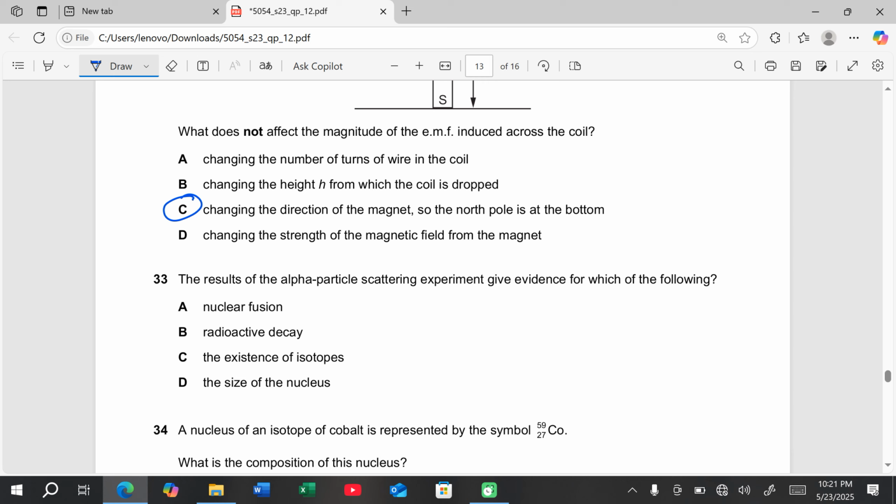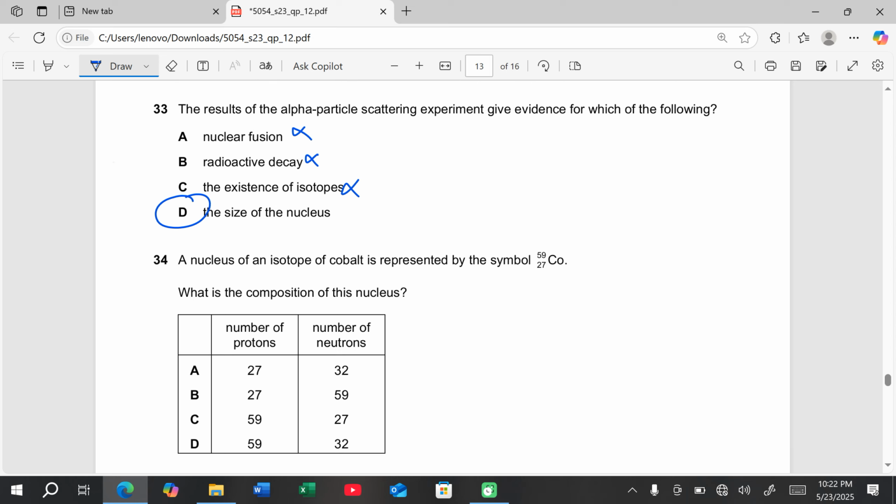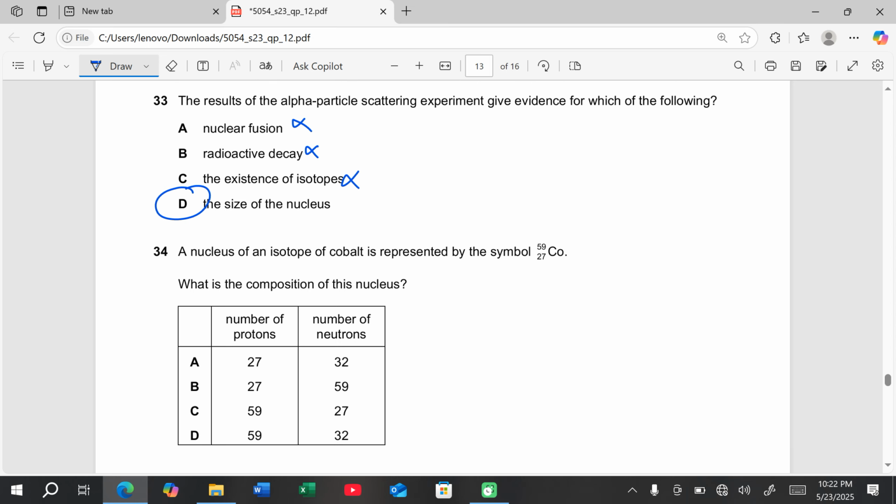The result of an alpha particle scattering experiment gives the evidence for which of the following? The existence of isotopes, no, that's wrong. Radioactive decay, that's wrong. Nuclear fusion, that's wrong. That's the rise of the nuclei. Because if you go to the statement of the alpha scattering experiment, it gives you a statement that there is a small and dense nucleus inside an atom. For 34, what is the composition of the nucleus? There are 27 protons, and you subtract them, you get 32 neutrons.